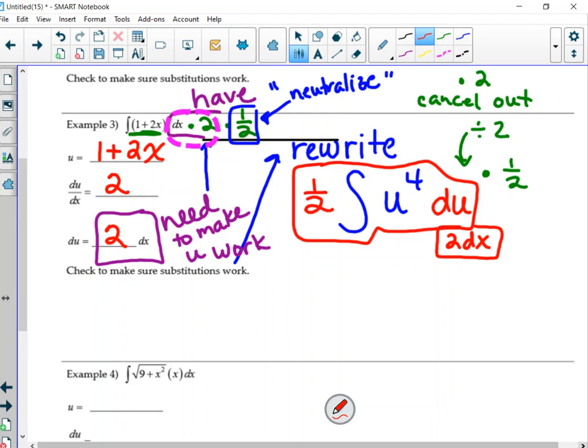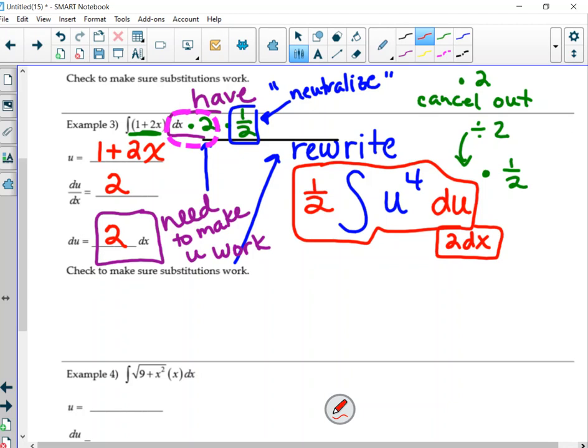And you're right, it does. It kind of feels shady because you're changing the problem. But you're doing it in a way that doesn't really change it. You just kind of make it look a little different. You're like, okay, I need a 2. I'll throw a 2 in there. That's cool, as long as I put the 1/2 also. Multiplying with a 2 and a 1/2 essentially isn't really changing the problem. It just makes it look different.